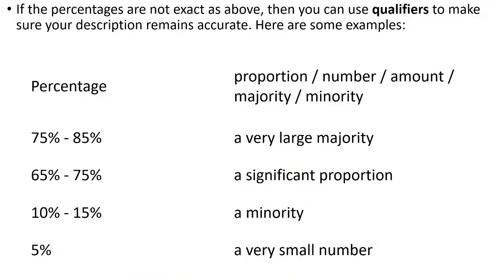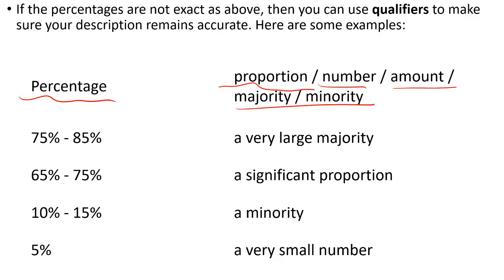Now let's look at the next point. If the percentages are not exact as above, then you can use qualifiers. So there are these things, right, dear all: one is the fraction, second is the percentage, and the third is the qualifier. So if the percentage is there, you can express it as a proportion, number, amount, or as a majority or minority.